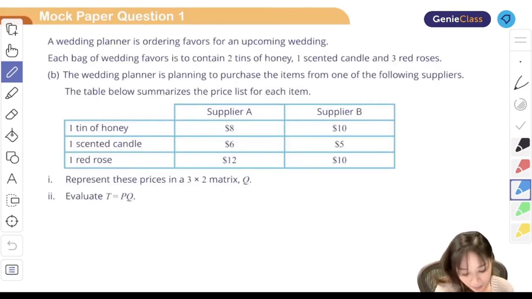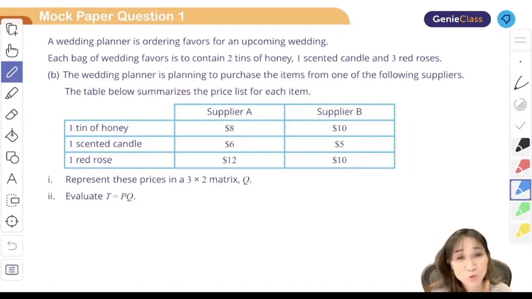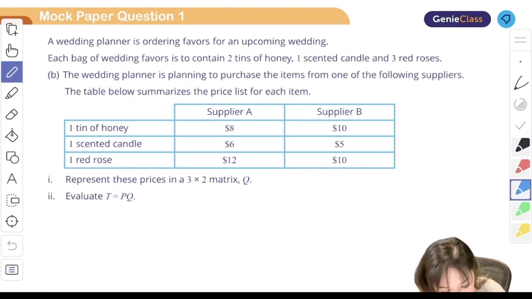Next, part B. The wedding planner is planning to purchase the items from one of the following suppliers. So this table summarizes the price list quoted for each item. Supplier A supplies 1 tin of honey at $8, 1 scented candle at $6, and 1 red rose at $12 each. Supplier B, 10, 5, 10 accordingly. So represent these prices in a 3 by 2 matrix Q.